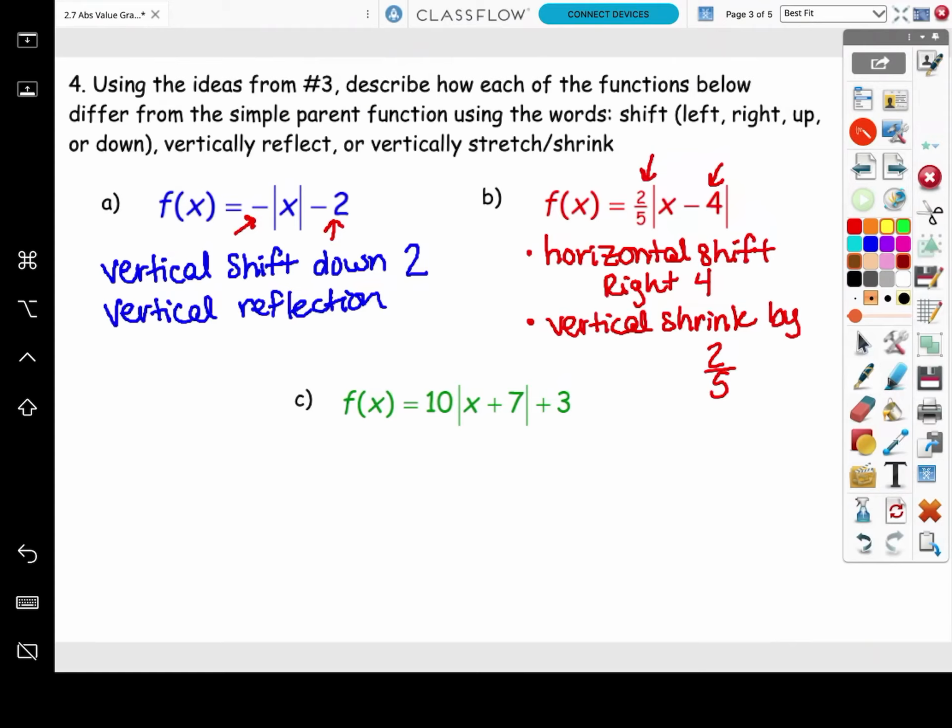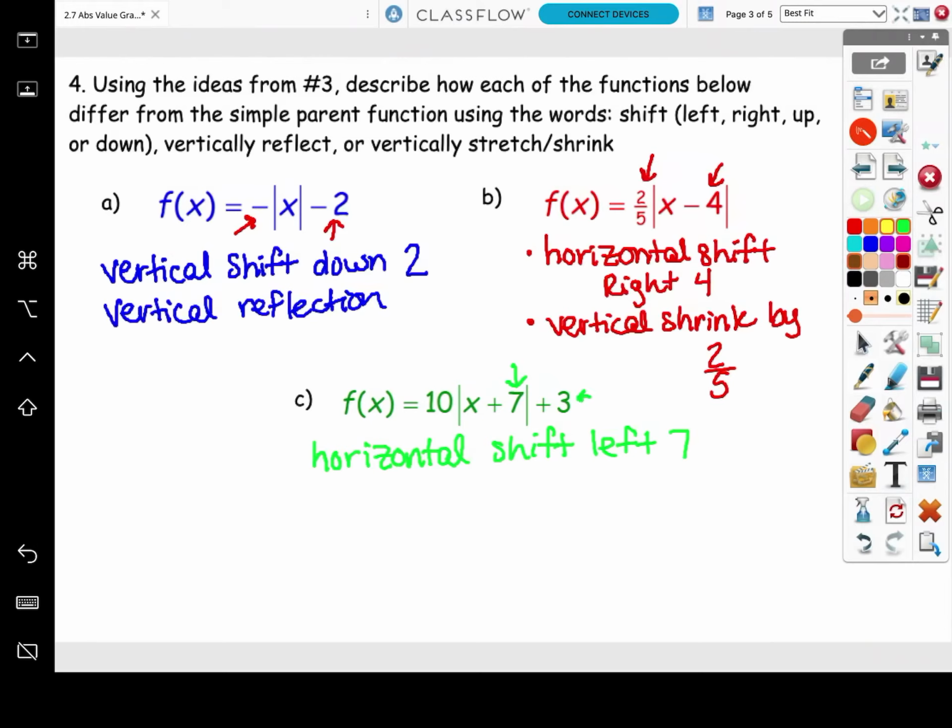And the last one on this page, f of x equals 10 times the absolute value of x plus 7, plus 3. Now we have 3 things going on, and we just want to talk about them. What do we have going on? So I would talk about this 7 first. Order of operations tells me I would do that. So a plus 7 is going to be a horizontal shift. Up or down? Left or right?